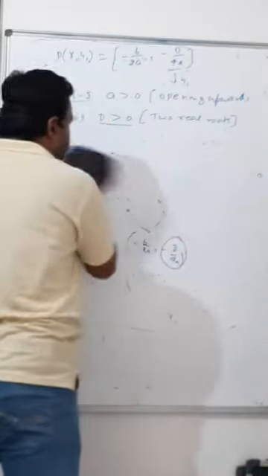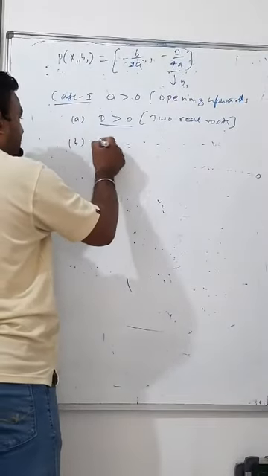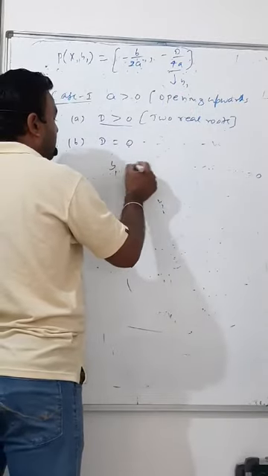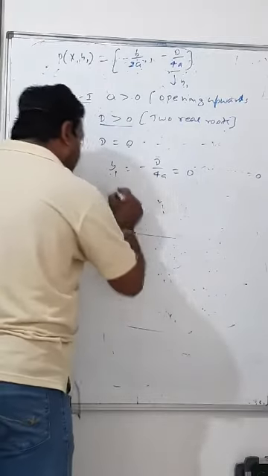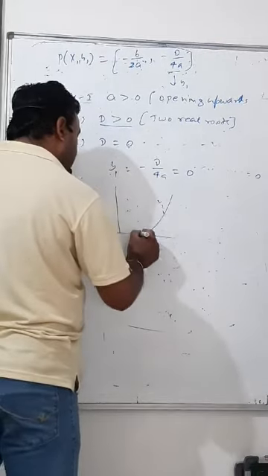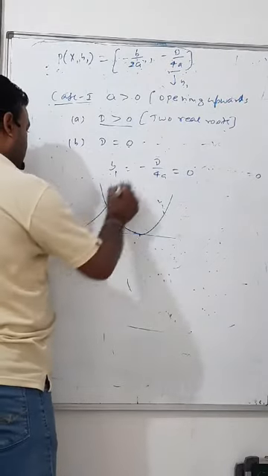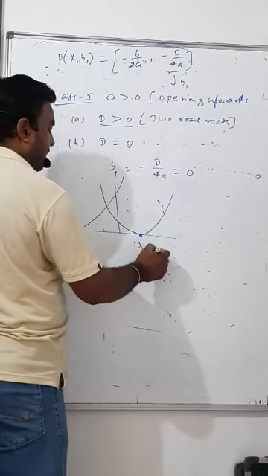B part. D is exactly equal to 0. Then this coordinate y1 minus d by 4a becomes 0. That means the graph will be like this, here or it can be also here. Now it is cutting at a single point.